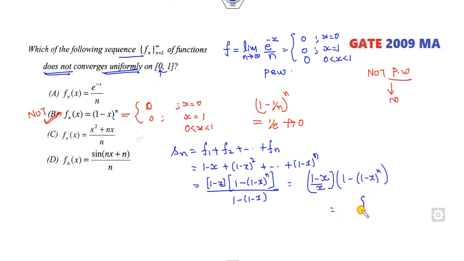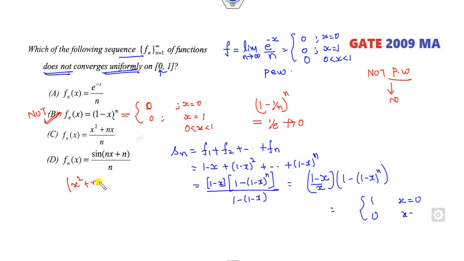So what will happen? If x is equal to 0, this value will be 1 minus 1, so it's a 1. If x is equal to 1, it will be 0. So clearly the limit does not exist. Again, it is not there. You can check about this one. You have to check about the uniform convergence.